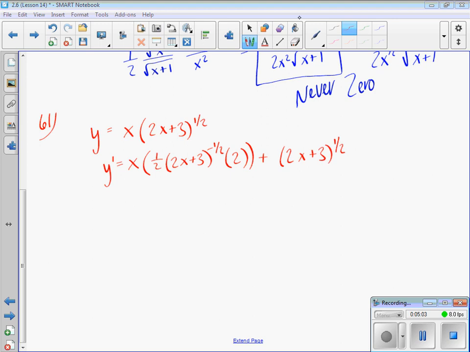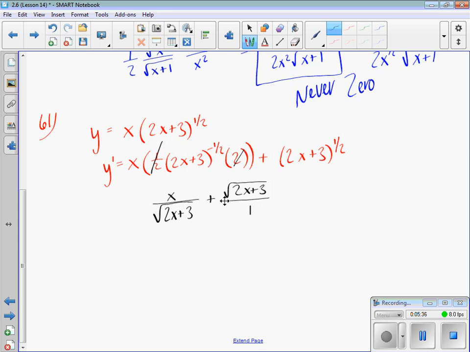And then here, we can cross off the half and this 2 because they just get multiplied. So isn't this just x over square root of 2x plus 3? You see that? Because this x stays in the numerator, right, because it's to the first, and then this is in the denominator, and then back here I've got plus square root of 2x plus 3. And I'm going to put that over 1.